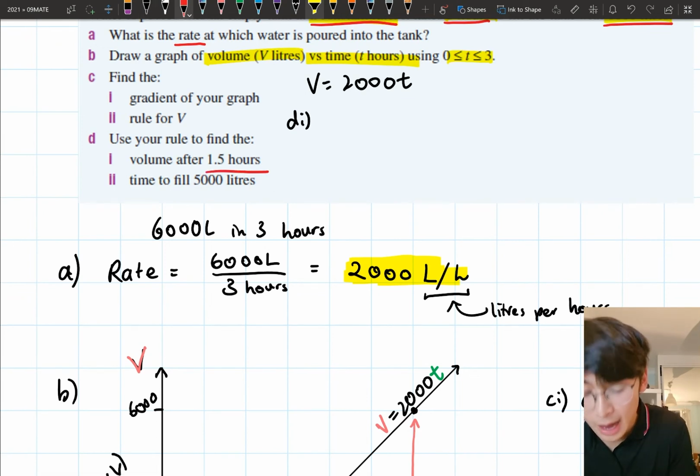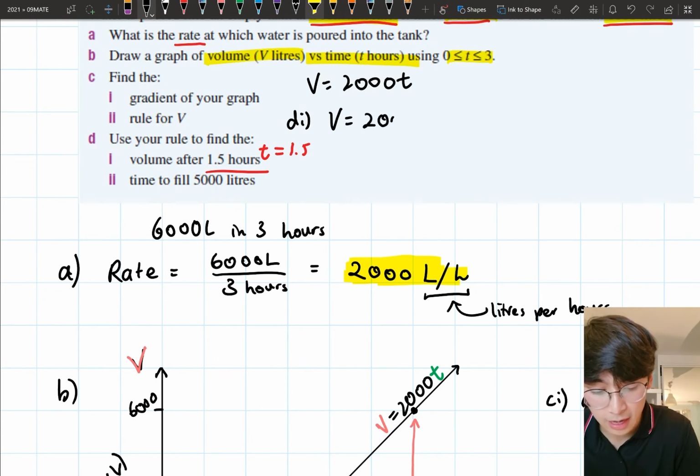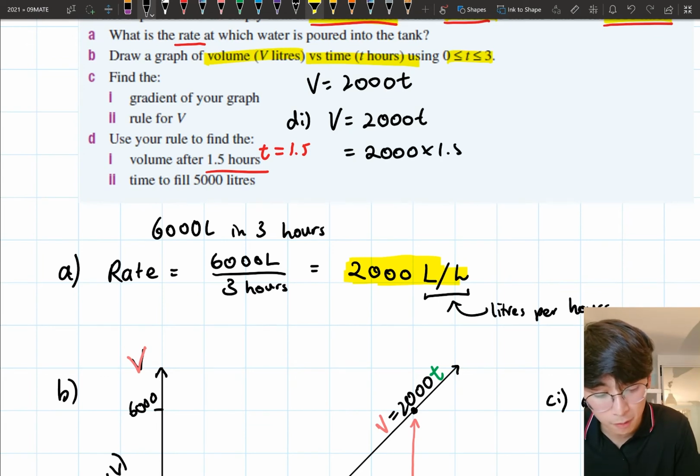Now, 1.5 hours, what is that? That is a time. So what I want to do here is sub into my equation t is equal to 1.5. So let me just do that. For this first part, I'm going to go volume is equal to 2,000t. That's my equation. And I'm going to substitute t is equal to 1.5. So I'm going to go 2,000 times 1.5.